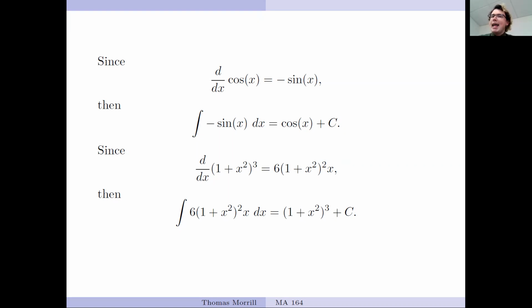This means I can go backwards as well, because this function, the quantity 1 plus x squared, which is then cubed, is an antiderivative for the function 6 times 1 plus x squared, which is then squared, times x. So let me rewrite that as an integral formula instead.